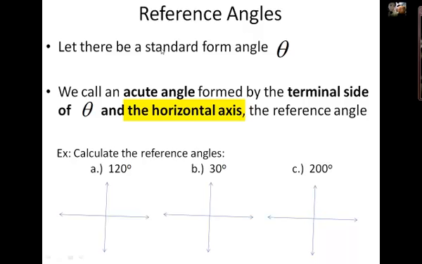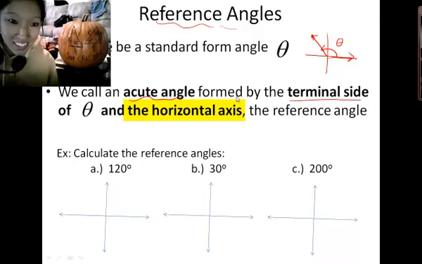Alright, our first objective was to know what reference angles are. A reference angle is, if you let there be a standard form angle, so again, opening from the positive x-axis and going counterclockwise, the acute angle that's formed with that terminal side. Remember that terminal side is the angle that we opened up with, this one right here. This is the initial. It's the acute angle formed by the terminal side of that angle and the horizontal axis.